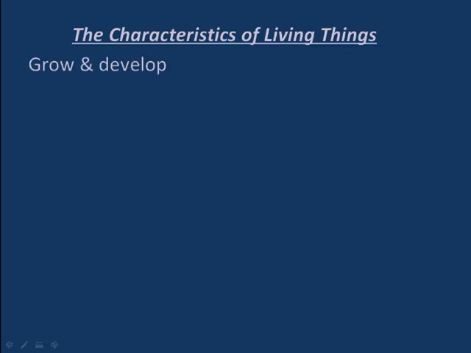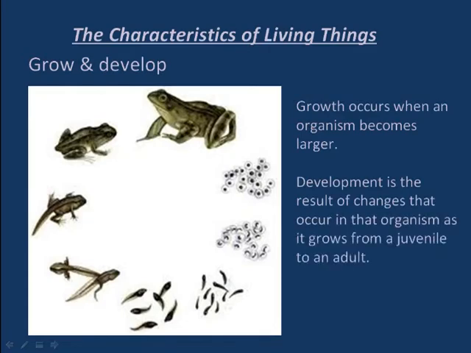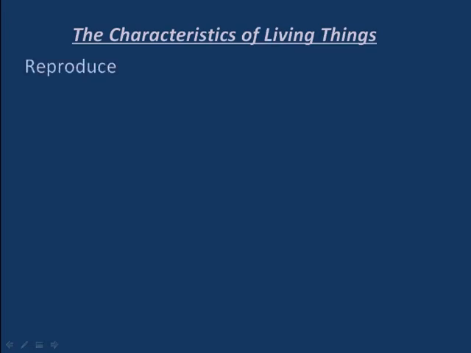Growth and development. Growth occurs simply when an organism becomes larger. Development is the result of changes that occur in that organism as it grows from a juvenile to an adult. Here we see the example of a frog. The frog begins as an egg. The egg develops into a tadpole. The tadpole eventually grows legs, loses its tail, and develops into an adult frog.